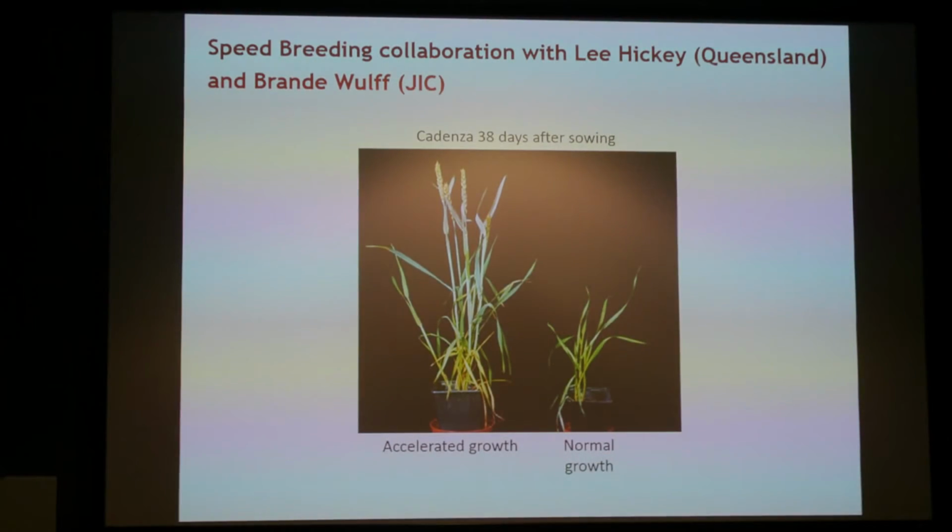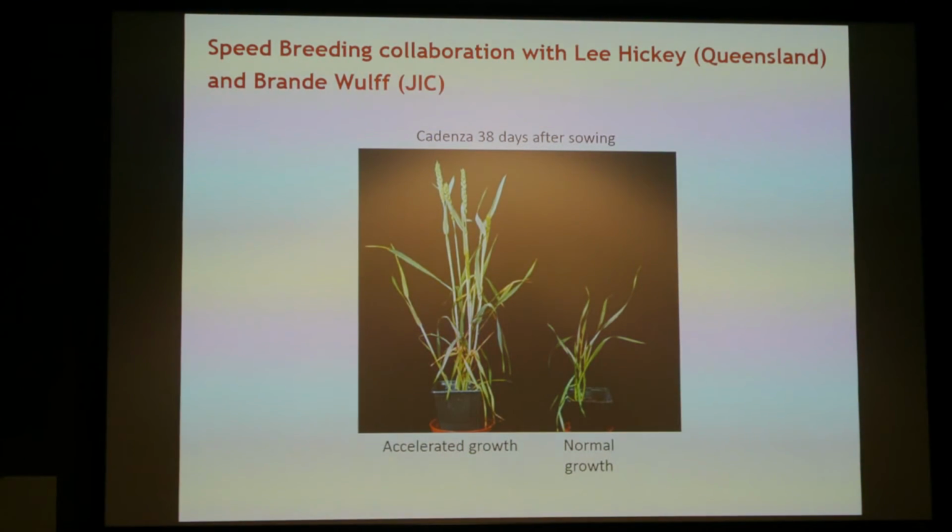And basically you get this. This is Cadenza, the UK wheat variety. This UK wheat can actually be sown in the autumn. It can go through the winter without a problem. It was a commercial variety. It works perfectly fine. But this is a typical plant after 38 days in a normal glasshouse: 16 hours of light, 8 hours of dark, normal temperatures, 20 degrees, nothing special. That's 38 days. This is in the accelerated growth conditions. So basically, in about 10 weeks, you can go from seed to seed in wheat.